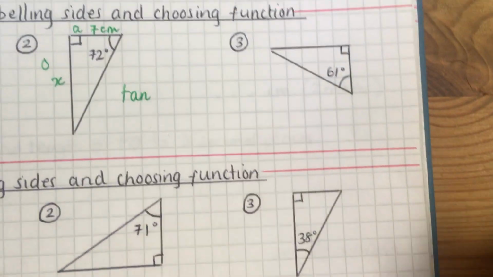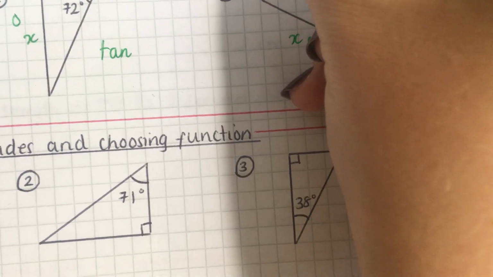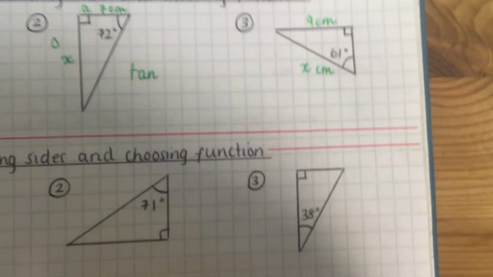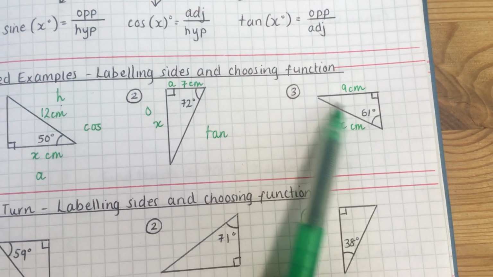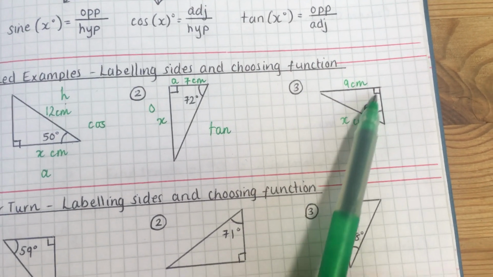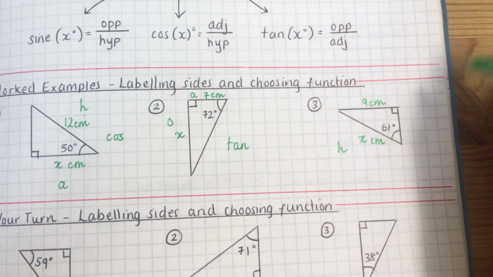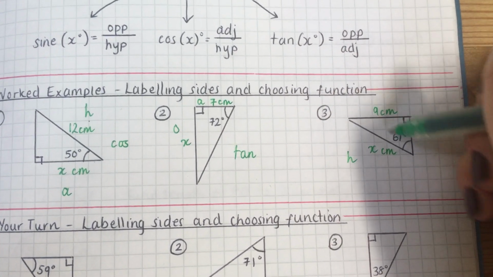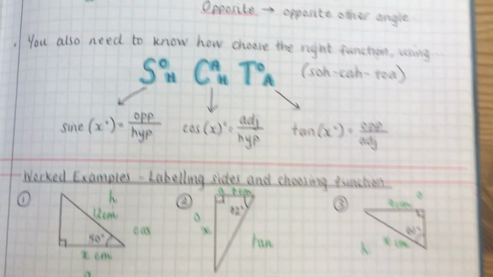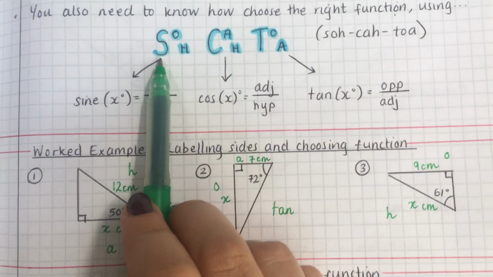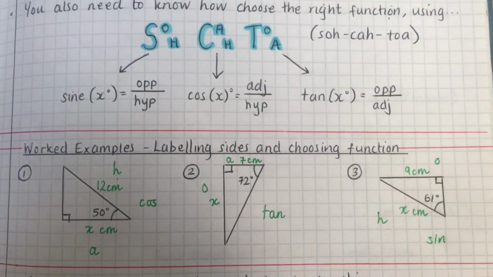And for the last one, let's imagine we know that this is X and this is 9. We need to label the sides, so we know that X is the hypotenuse, it's the longest side, diagonally opposite the right angle, so that's H. And 9 is the opposite, because we can see that it's diagonally opposite the angle here. So that's O. So if we've got O and H, go back to SOHCAHTOA, oh look, it must be sine. So our function that we'll be using is sine, okay?